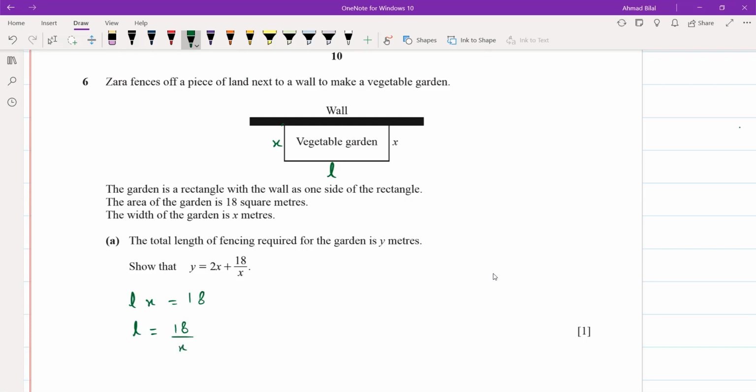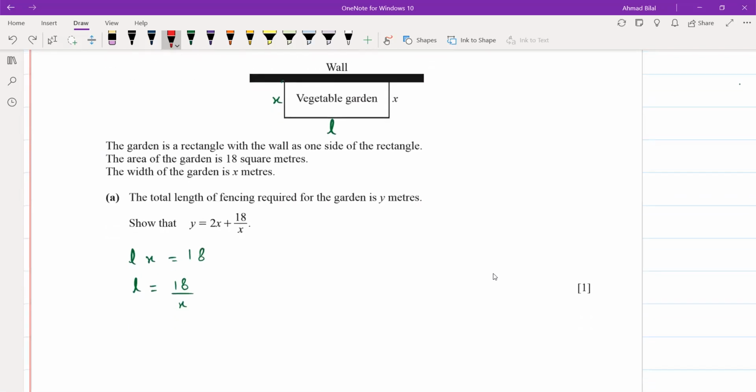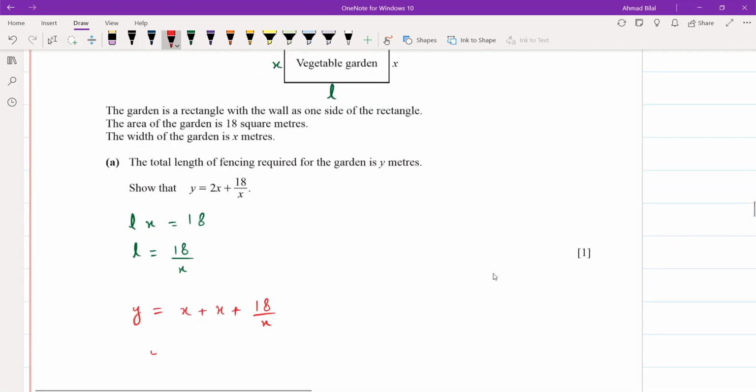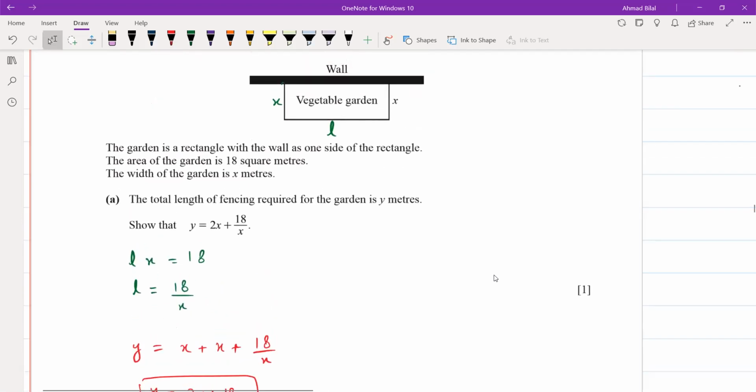All right. So now the total length of fencing that is required for the garden is y meters. Now on one side there is a wall, right? On the upper side there is a wall, so there is no need for fencing there. You only have these three sides. You've got this L, you've got this x here, and you've got this x here. Just add all of them up, and that will give you the total length of that fencing. So what does y represent? So that's basically y equal to x plus x plus 18 over x, and you simplify this, you get 2x plus 18 over x. Okay, this is what you have to show. So y is the total length of fencing.